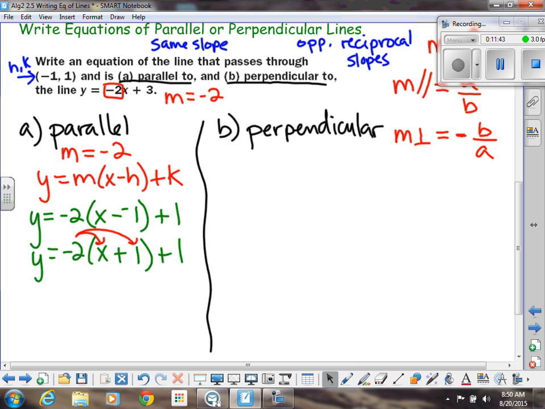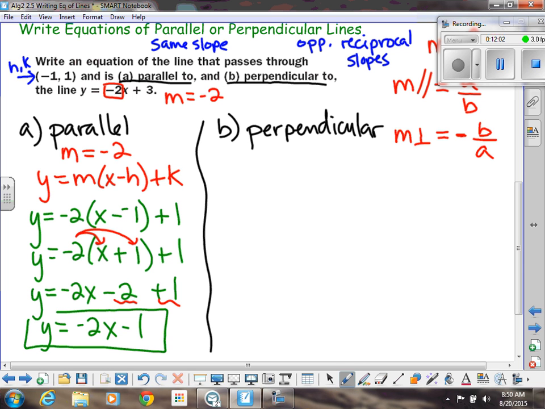Okay? So if I distribute, I get negative 2x minus 2. Bring down the plus 1. Combine those like terms. And I get y equals negative 2x minus 1. That is my equation of the line that is parallel to that line.